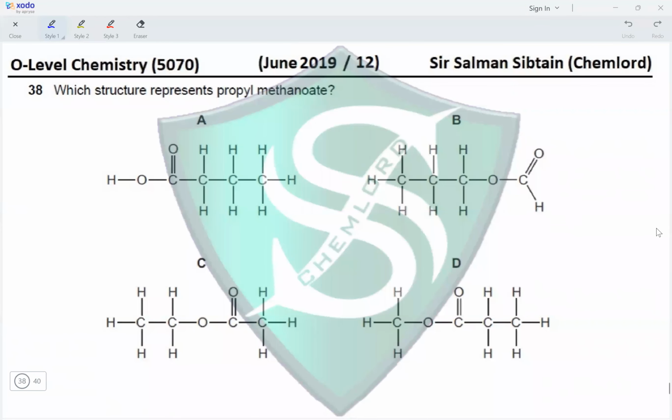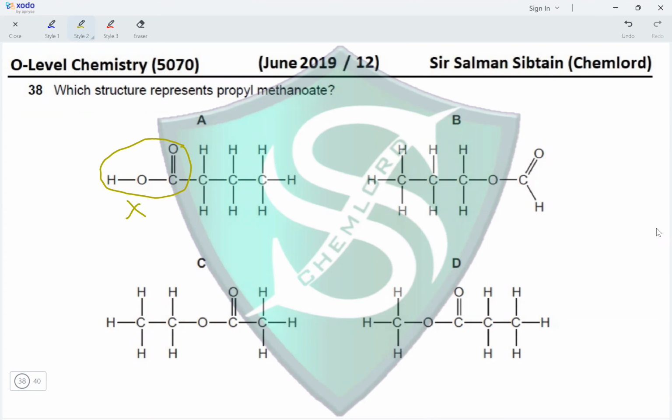Question 38. Which structure represents propyl methanoate? So we are supposed to locate an ester. Option A has the COOH group present, which means it is not an ester, it is a carboxylic acid. Option B has the ester bond present. Option C has the ester bond present, and option D also has the ester bond present.